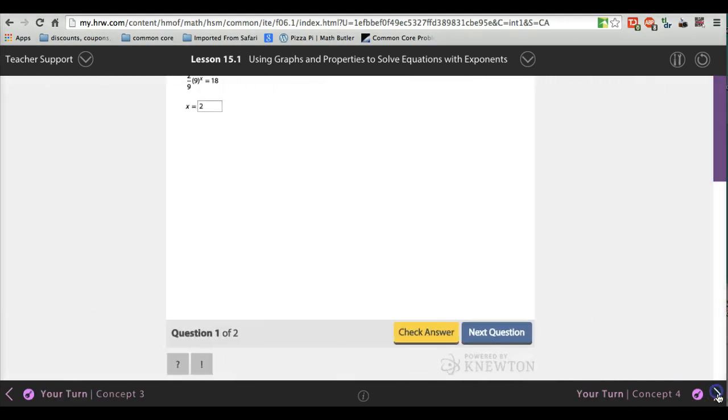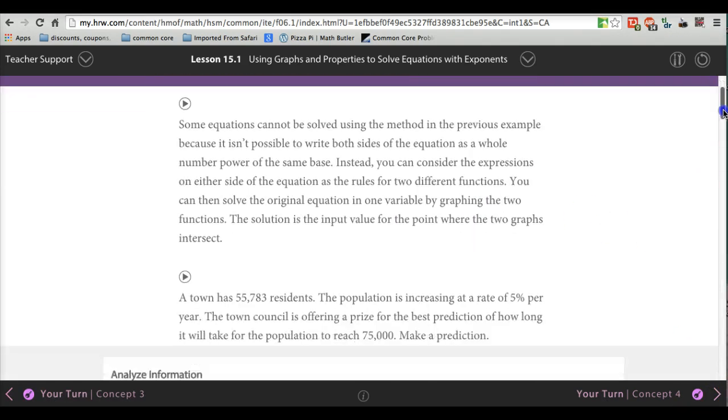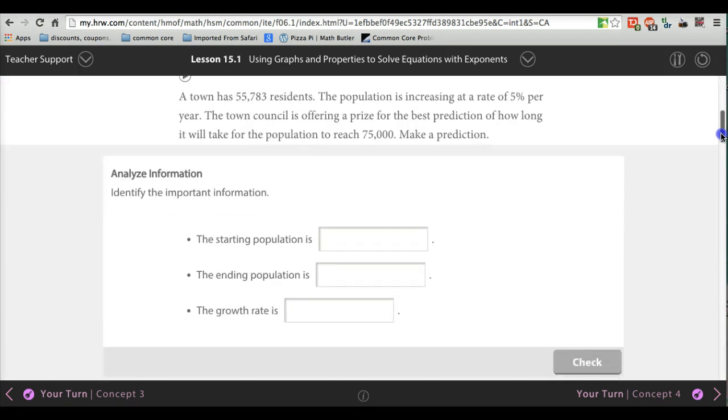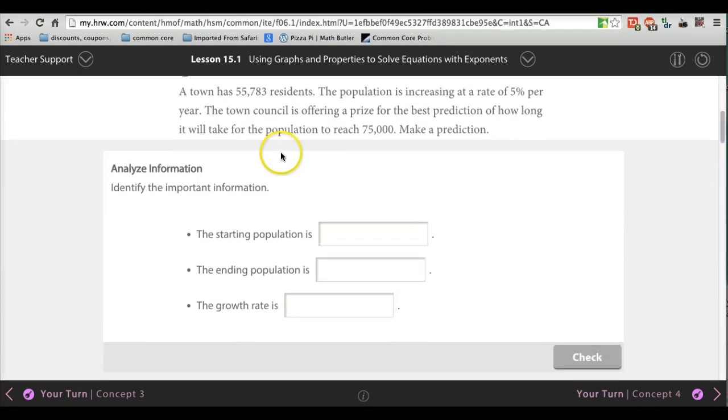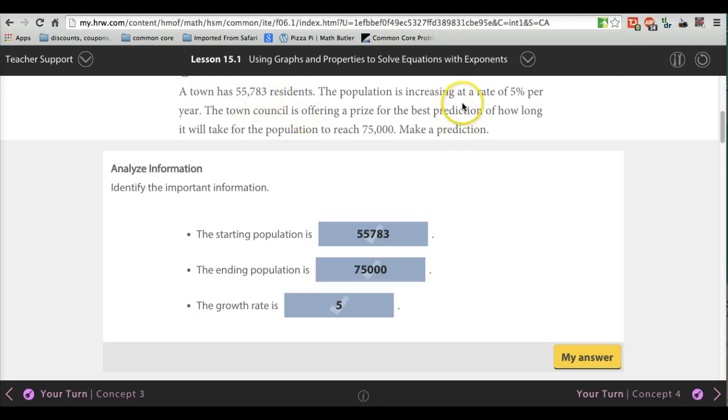In your interactive textbook, it kind of shows you how to solve a real world equation right here, okay? And so it gives you a really interesting question right here. It says, a town has 55,783 residents, and the population is increasing at a rate of 5% per year. And the town council is offering a prize for the best prediction of how long it would take for the population to reach 75,000. And you have to make a prediction.